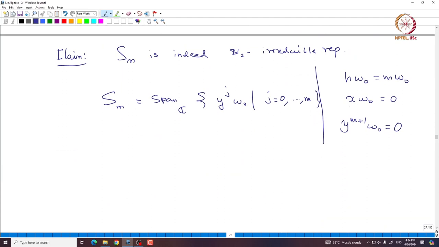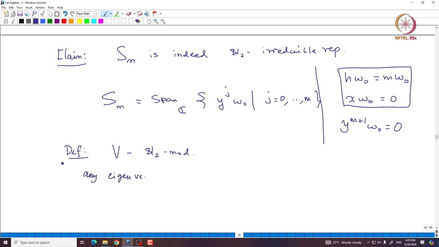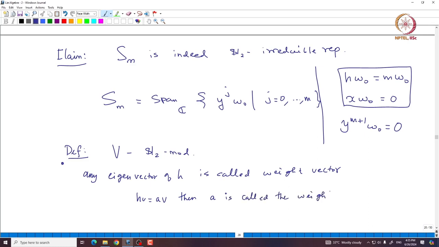Now any vector that satisfies this condition is what is called a highest weight vector. All the eigenvectors of h will be called weight vectors, and the corresponding h eigenvalue will be called the weight of that vector. So let's make these definitions. This is true for any SL2 module. Let V be an SL2 module. Any eigenvector of h is called a weight vector. Suppose v is a weight vector and the weight is a; then a is called the weight of the weight vector v.